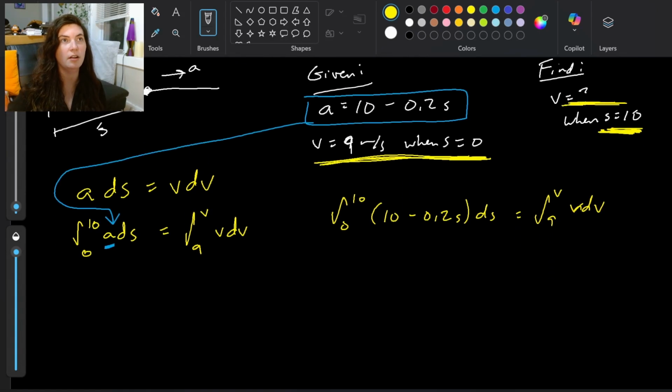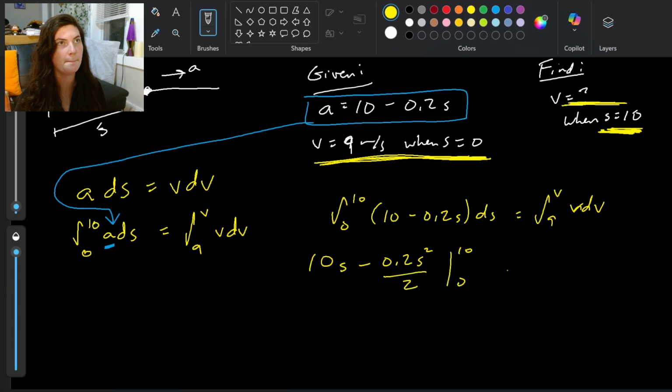So now it's just a matter of chugging through it to find what that velocity is. All of the setup is done, just a matter of basic calculations now. So when I integrate the left side, I'm going to get 10 times s minus 0.2 s squared over 2, evaluated from 0 to 10, equals, my integral of v dv is just going to be v squared over 2, and that's evaluated from 9 to v. So now I just plug in those upper and lower bounds.